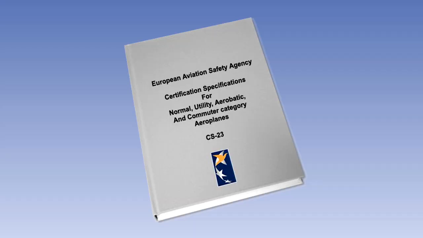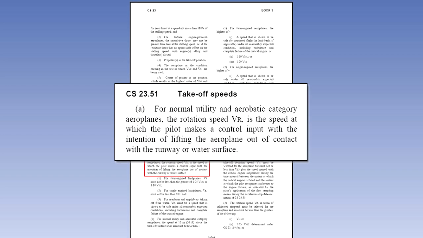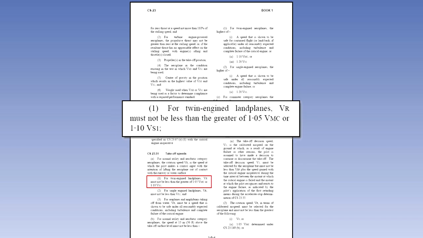The last part of the lesson will focus on some of the certification specifications for multi-engine Class B aeroplanes. These can be found in the EASA document CS23. There are only two main specifications that apply to the takeoff phase of flight, and these specifications concern the takeoff speeds. The first of these certification specifications concerns VR. The specifications state that for twin-engined land planes, VR must not be less than the greater of 1.05 VMC or 1.10 VS1.